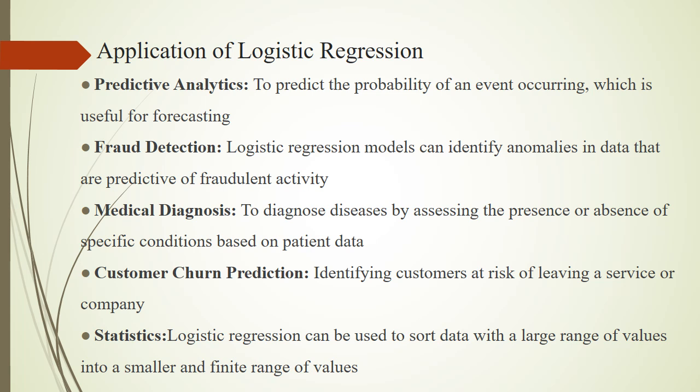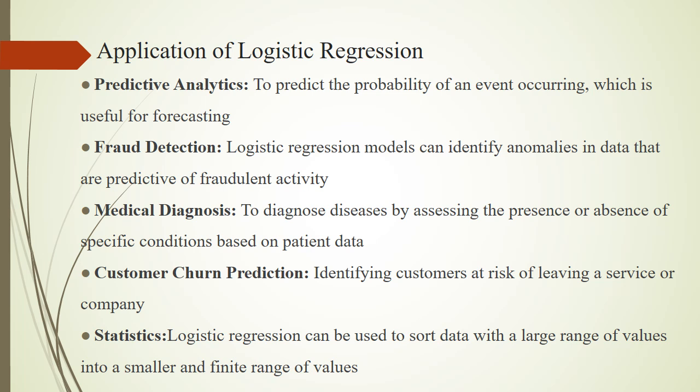Logistic regression models can identify anomalies in data, meaning if there is something unusual, we can use logistic regression to detect it. Then medical diagnosis, to diagnose diseases by assessing the presence or absence of specific conditions based on patient data. So whether a particular disease is present or not present, we can determine according to logistic regression.